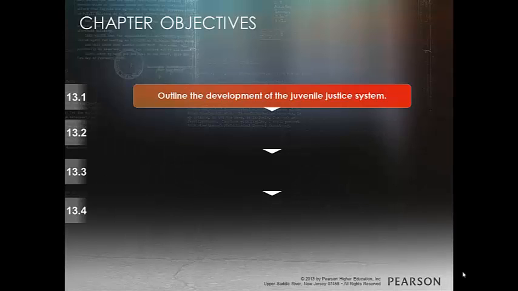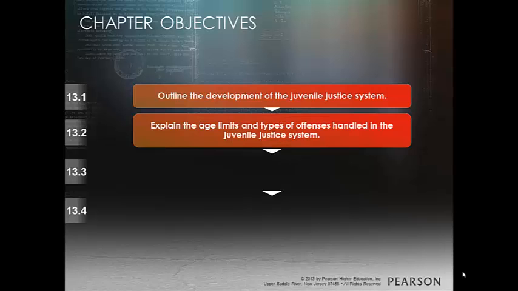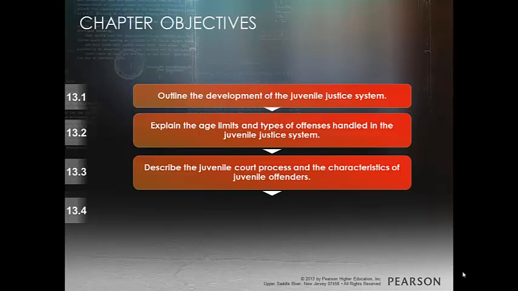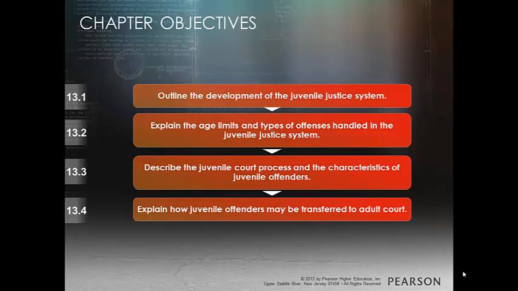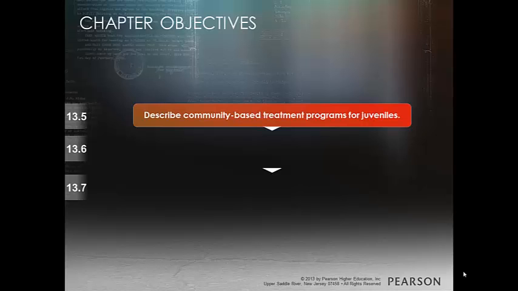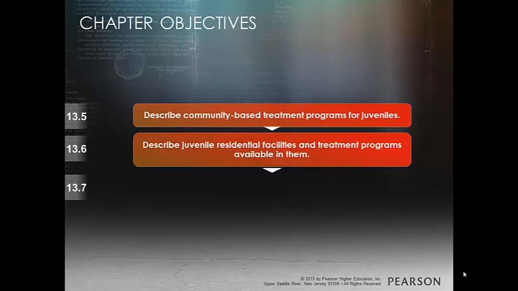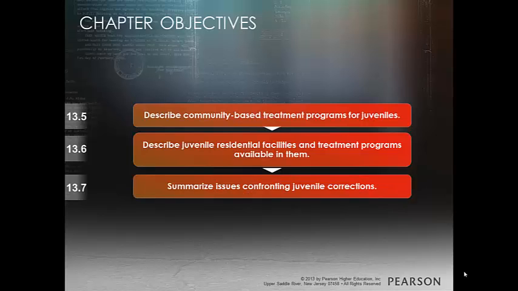1. Outline the development of the juvenile justice system. 2. Explain the age limits and types of offenses handled in the juvenile justice system. 3. Describe the juvenile court process and the characteristics of juvenile offenders. 4. Explain how juvenile offenders may be transferred to adult court. 5. Describe community-based treatment programs for juveniles. 6. Describe juvenile residential facilities and treatment programs available in them. And 7. Summarize issues confronting juvenile corrections. There's a lot of topics to cover in this chapter.